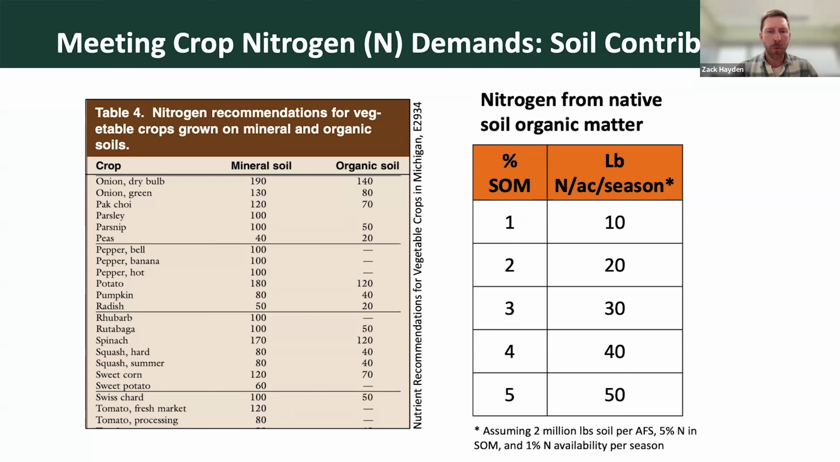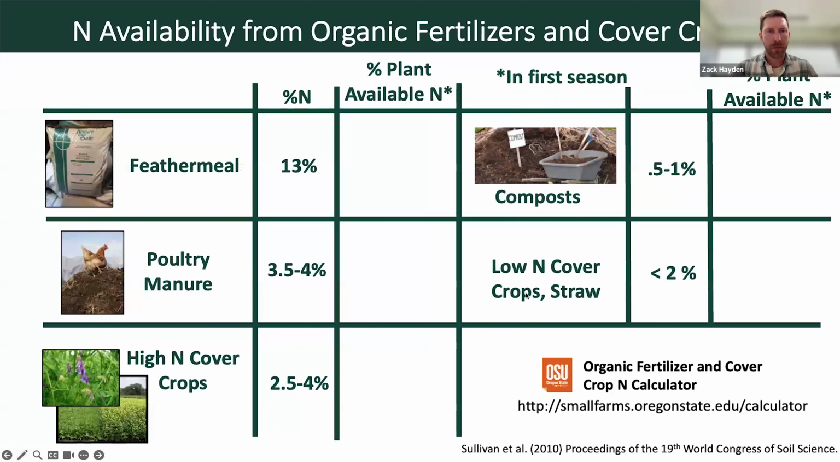But one of the things you quickly see is that for our high demand vegetables, it's very difficult to meet crop demand in the season just from percent organic matter, even for soils that you've been building over time. All right. So we're going to have to use some of these organic fertility sources to meet that demand.